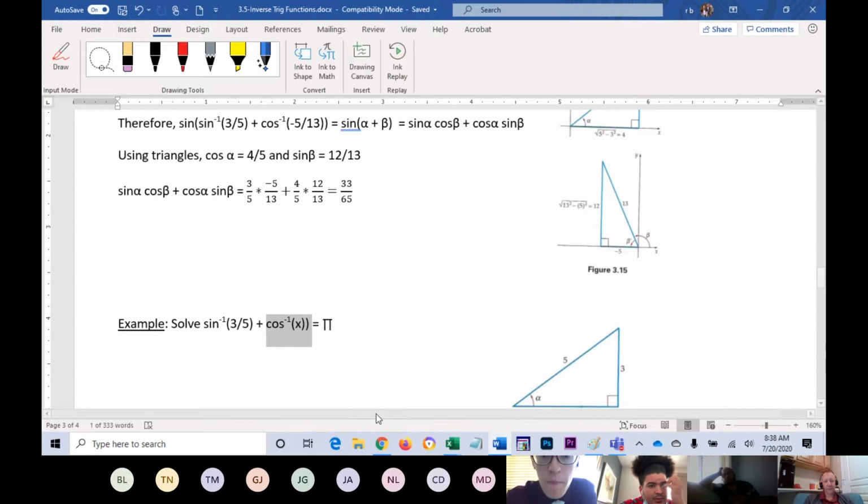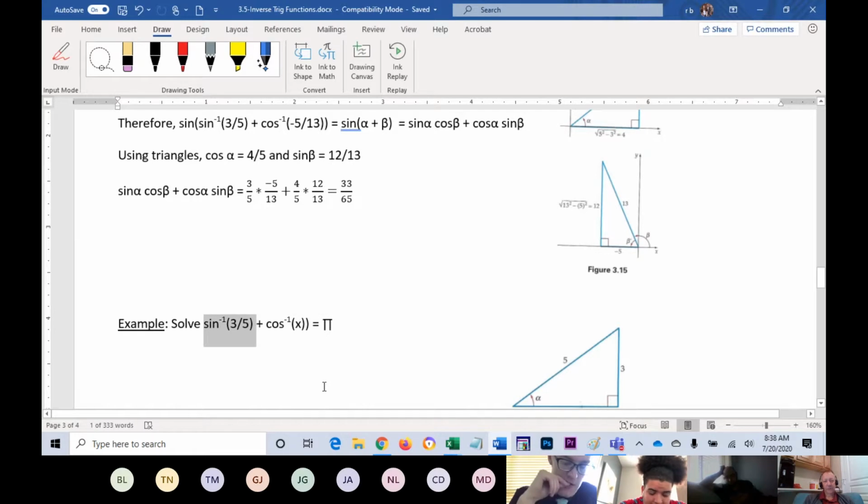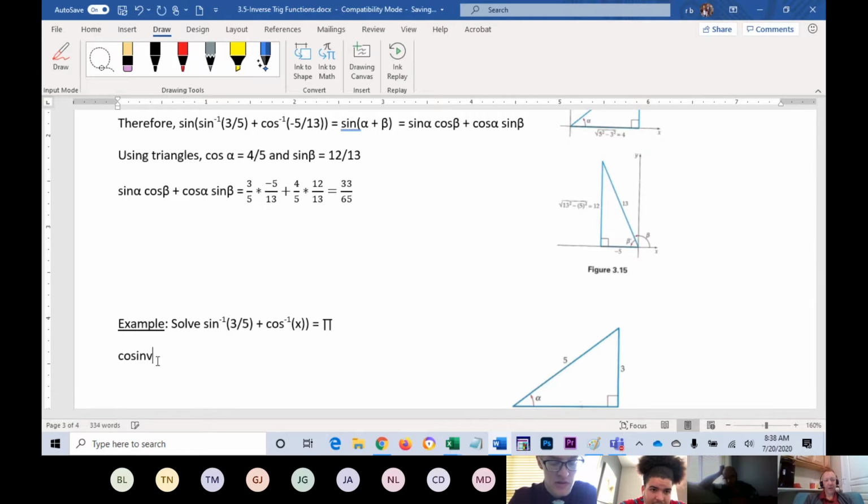Cosine of x. So you want to leave the x by itself? Wouldn't you then take the inverse of cosine? Well, we've got to get rid of this first. Okay, so we're going to subtract the inverse sine from both sides. Does that make sense? So this is going to be the cosine inverse of x equals pi minus the sine inverse of 3/5. Okay?